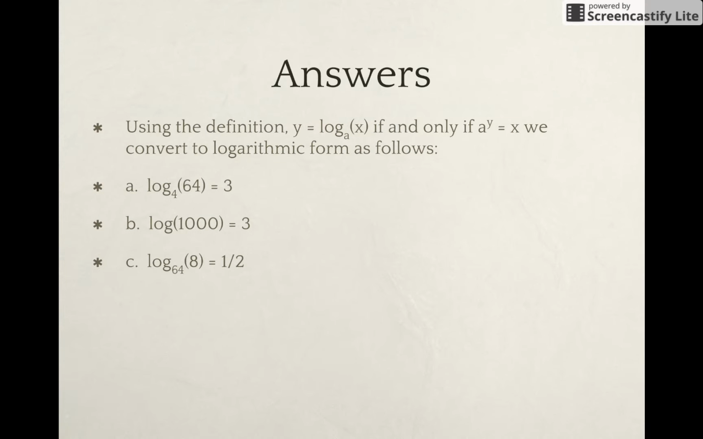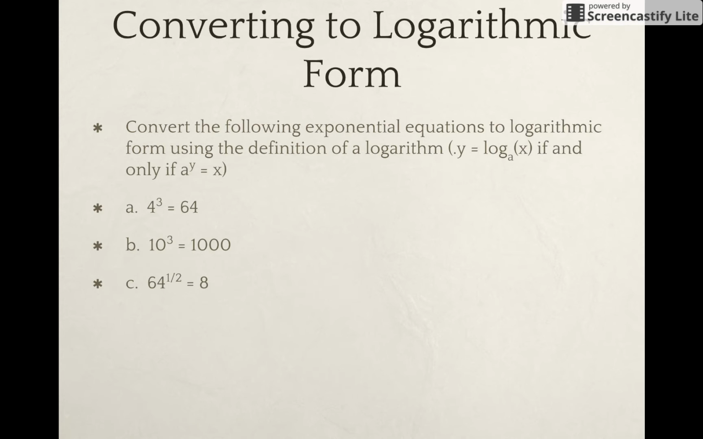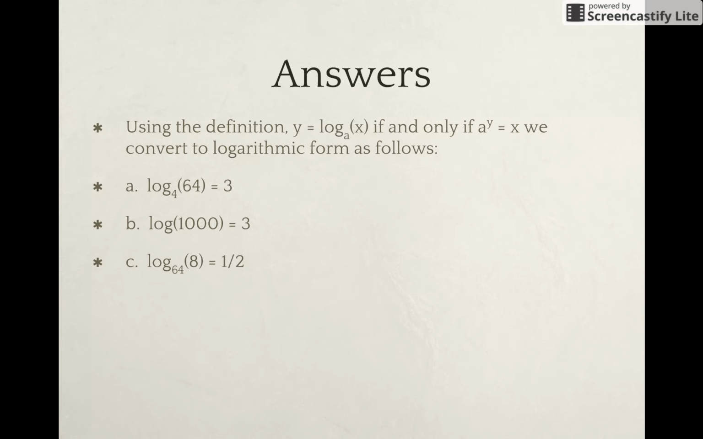Using the definition of logarithm, we would convert part A as a log with a base of 4 of 64 equal to 3. We'll toggle back and take a look at the exponential form. 4 to the 3rd equals 64. And here we see log of 64 with a base of 4 equals 3.